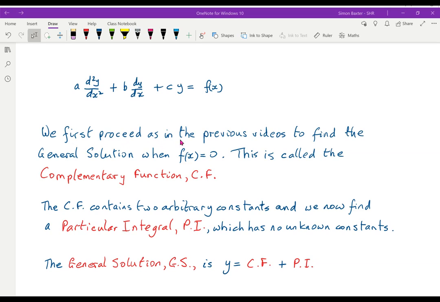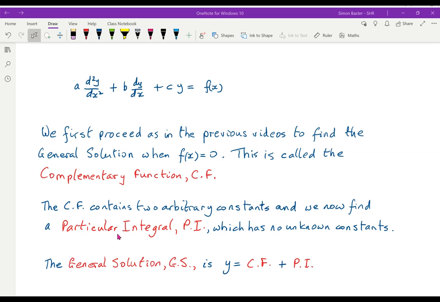Firstly, we proceed, as we have done in the previous videos, to find the general solution when f of x is 0. This is now called the complementary function and usually written as CF. So that is the first part. Find the solution as we've been doing in the past videos with f of x equals 0. It is then called the complementary function. The complementary function contains two arbitrary constants.